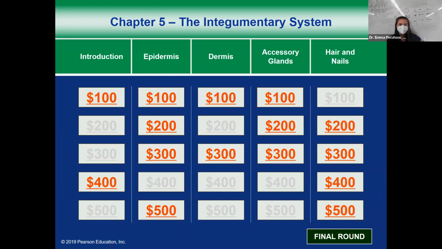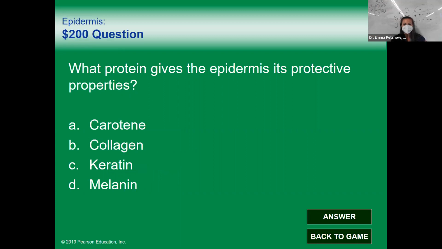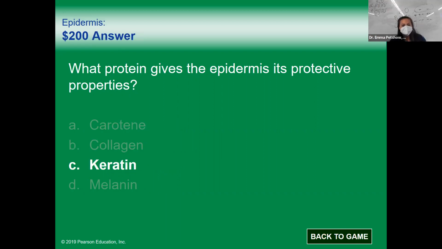Okay. Are we done? Keep going. Epidermis 2. What protein gives the epidermis its protective properties? Keratin, collagen, keratin, or melanin. Yes, C, keratin. It's protective due to its keratin.